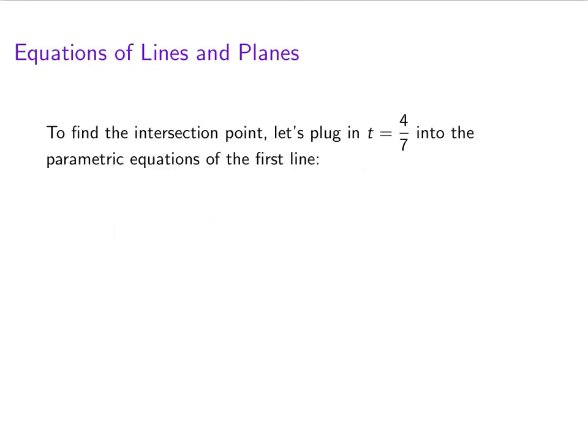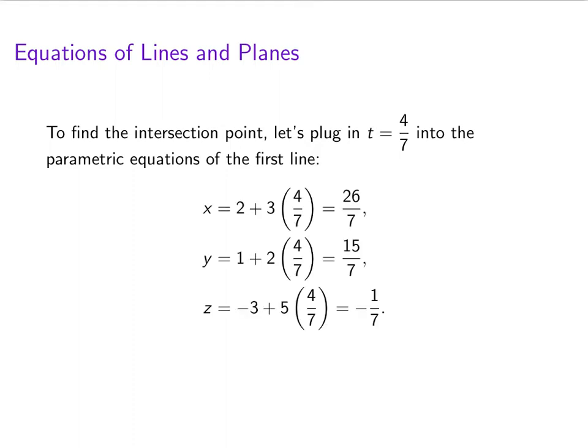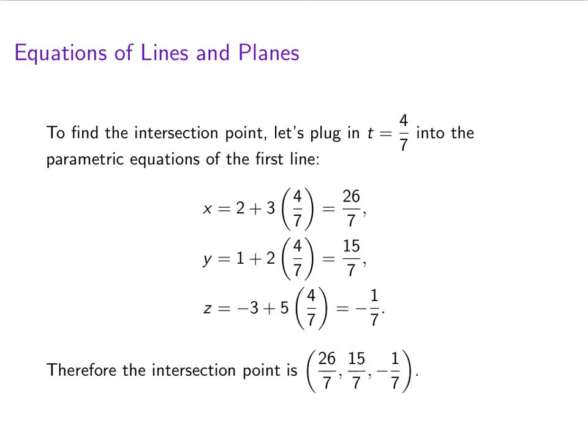Now let's find the intersection point. We'll plug in t equals 4/7 into the parametric equations of the first line. If we do that, then we get these values of x, y, and z. So that tells us that the intersection point is 26/7, 15/7, negative 1/7.